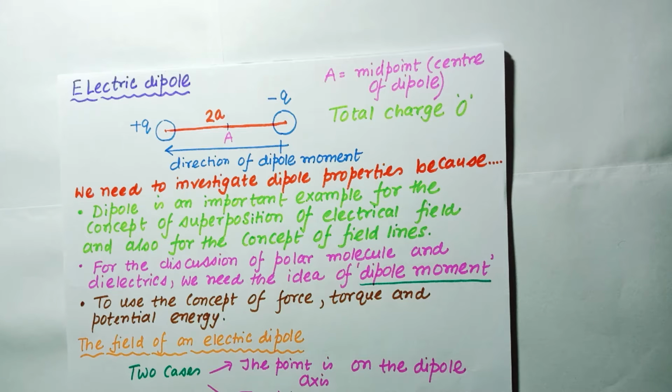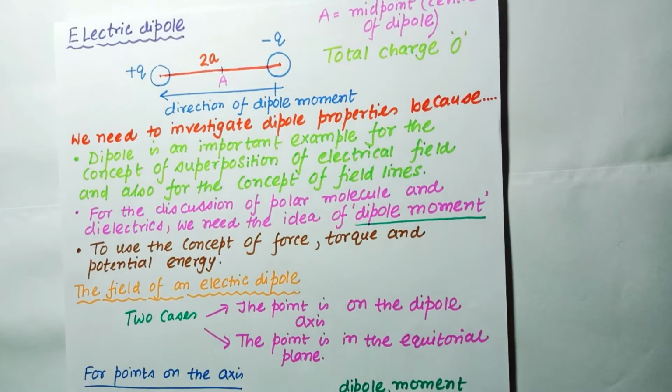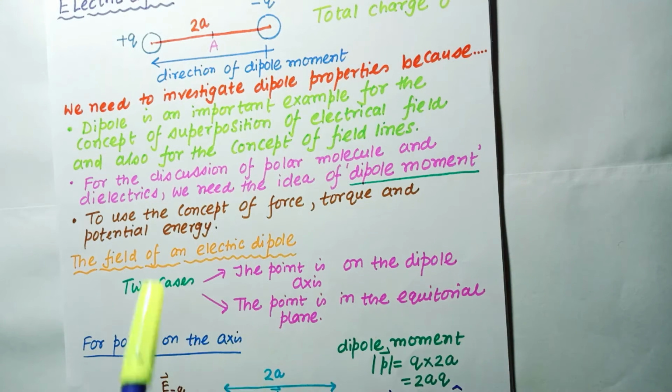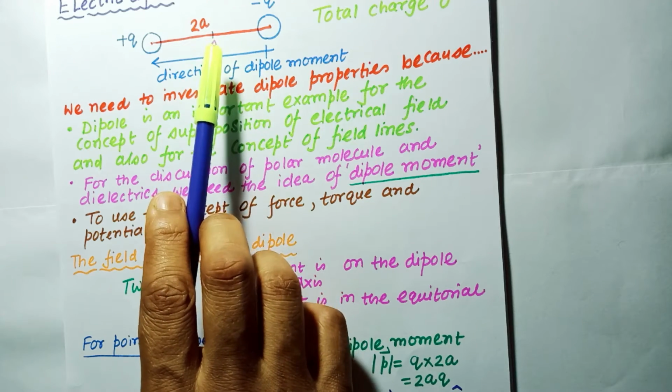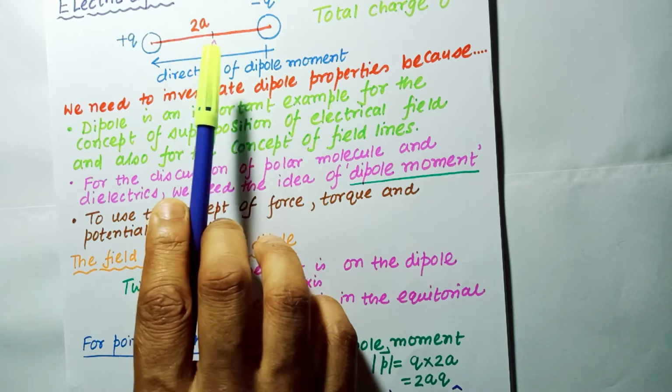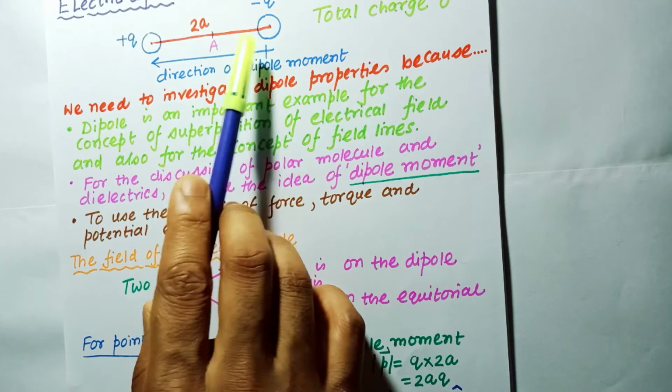but the most interesting thing is that the field due to the electric dipole does not vanish. So let's calculate the field due to an electric dipole. There will be two different cases. One is when the point for which we are calculating the electric field is on the axis of the dipole. The other is when the point is in the equatorial plane. So what is the equatorial plane? It is the plane through the midpoint of the line joining the two charges; the plane must pass through the center of the dipole and be perpendicular to the dipole axis.